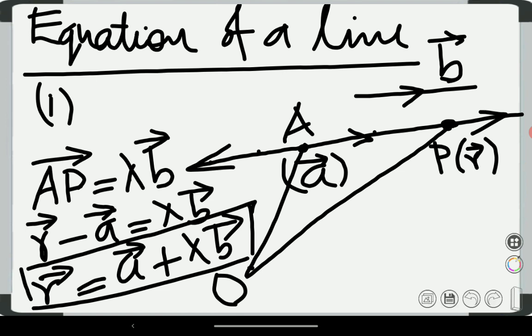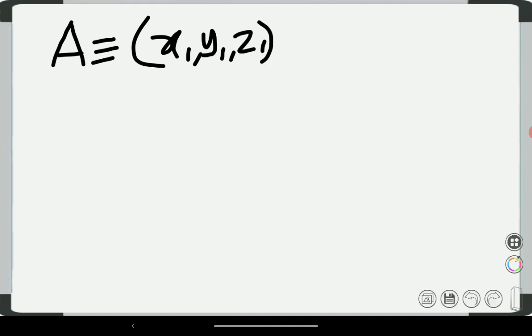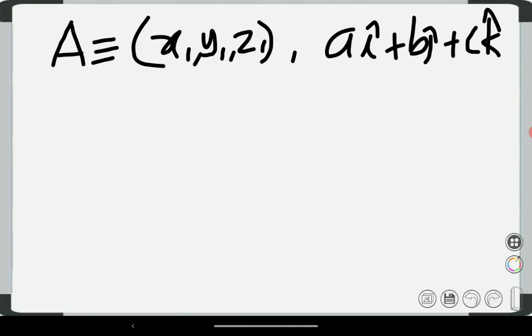Now we will discuss the same equation of the line in the Cartesian form. Cartesian form means the coordinates will be given. So the line passes through a point whose coordinates are x1, y1, z1, and the line is parallel to a vector. That vector can be taken as a i plus b j plus c k. Then the coordinates of the general point P are always x, y, z.